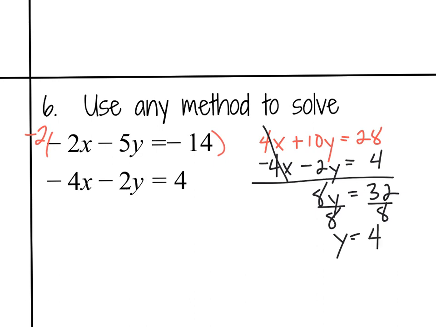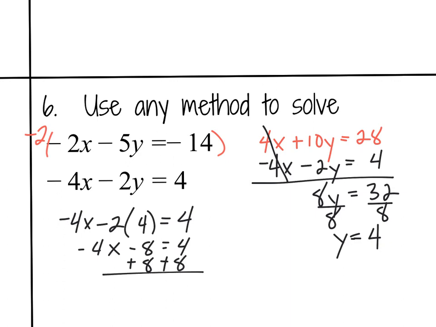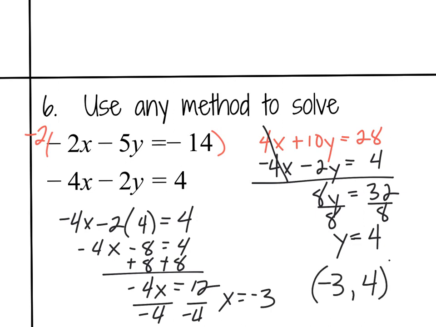From here, I am going to take that 4 and plug it into, I kind of like maybe plugging it into the bottom equation. And so we're going to have negative 4x minus 2 times 4, since y is equal to 4, and that will be equal to 4. Now, 2 times 4 is of course 8, so we have negative 4x minus 8 equal to 4. Add 8, and negative 4x is equal to 12. Dividing by negative 4 will get me an x value of negative 3. Putting the two together to make my final answer, negative 3, positive 4, put it in parentheses, and that is my answer.